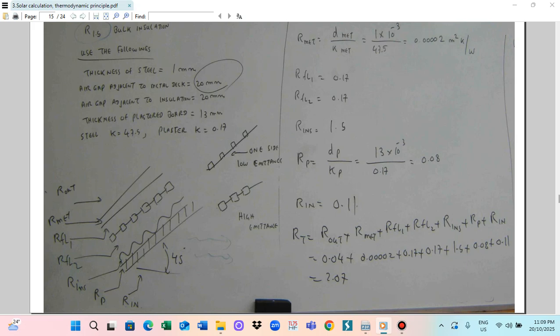Then you can calculate RT. RT is equal to R out plus R metallic plus RFL1 plus RFL2 plus R insulation plus RP plus R in. So those things you have to substitute.